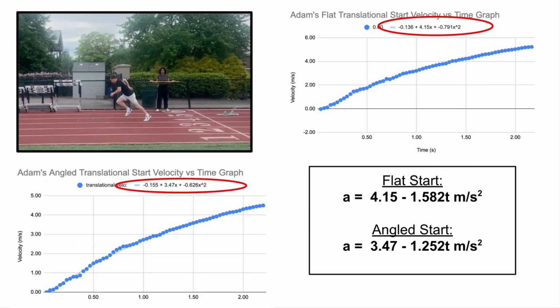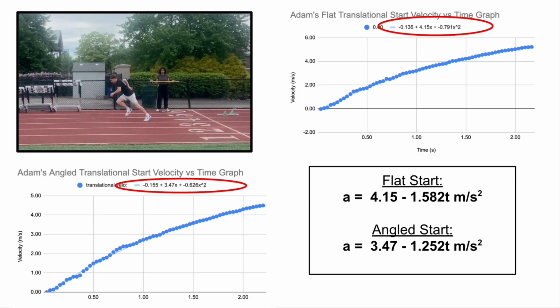So our last sprinter was Adam, and his flat start velocity was actually much greater than his angled start, as you can see. Taking the derivative of the velocity equations given by both graphs, his flat start was greater at 4.15 minus 1.582 times time, meters per second squared.